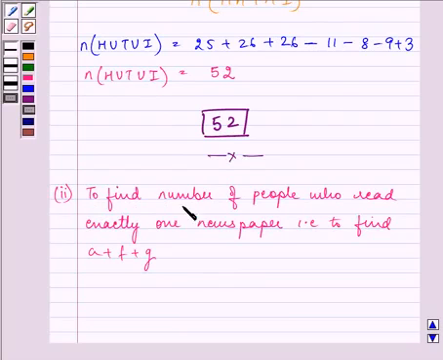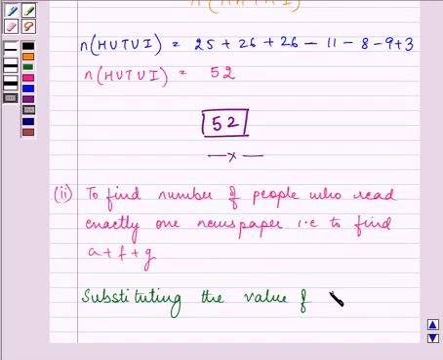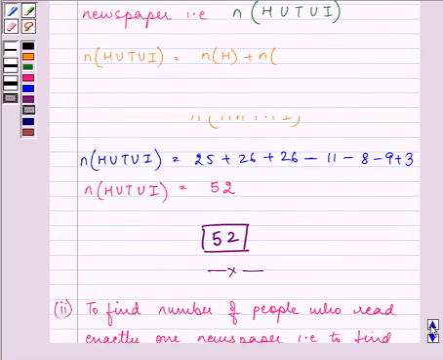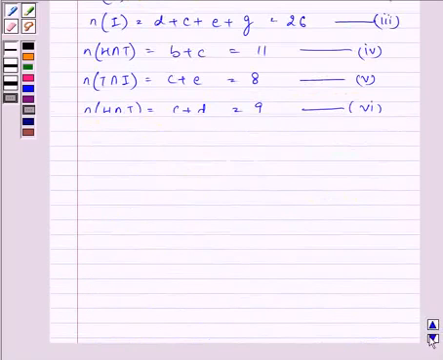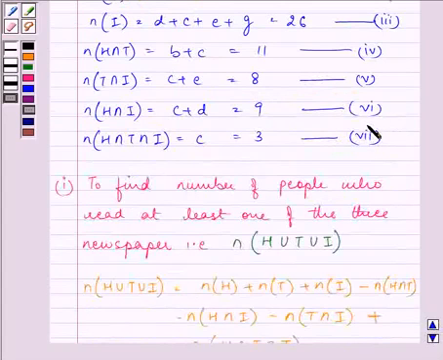Then in the second part we need to find the number of people who read exactly one newspaper, that is to find A plus F plus G. Now, substituting the value of C from the above equation that we had, that is equation 7, in 4, 5 and 6, we can get the value of B, E and D, right?